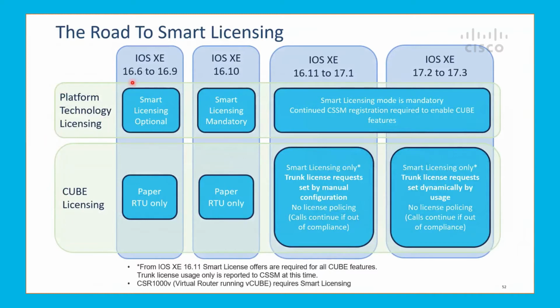In IOS XE release 16.6 all the way up to IOS XE 16.9, the platform license, smart licensing for platform technology licensing, is optional, and the cube license is still right to use on paper. With IOS XE 16.10, smart licensing became mandatory for platform technology license, meaning things like your UCK9, SECK9, but the cube licensing was still right to use.